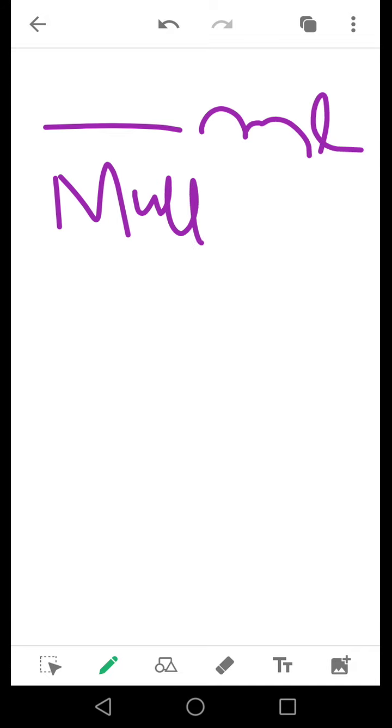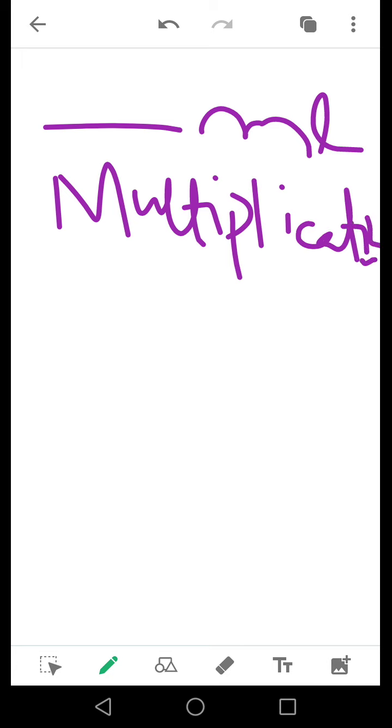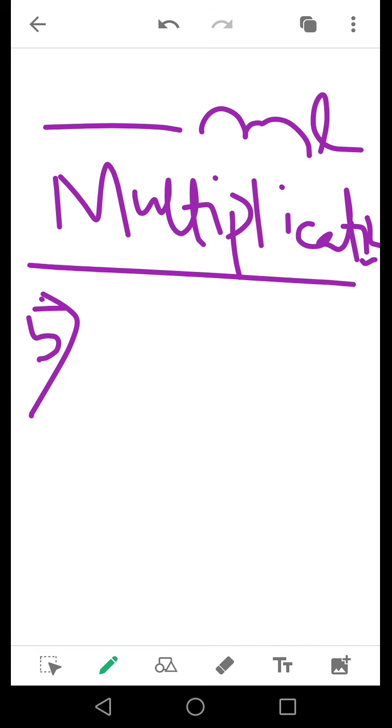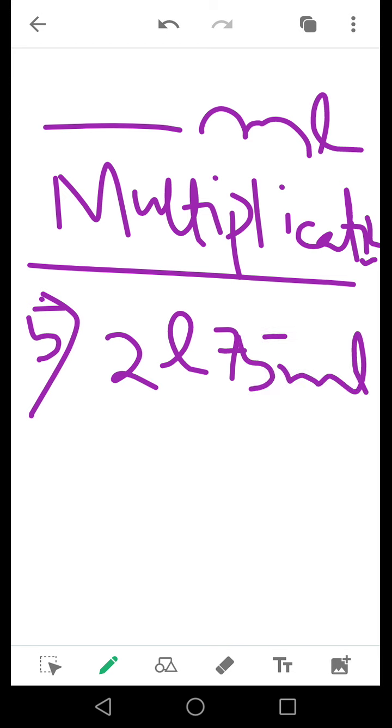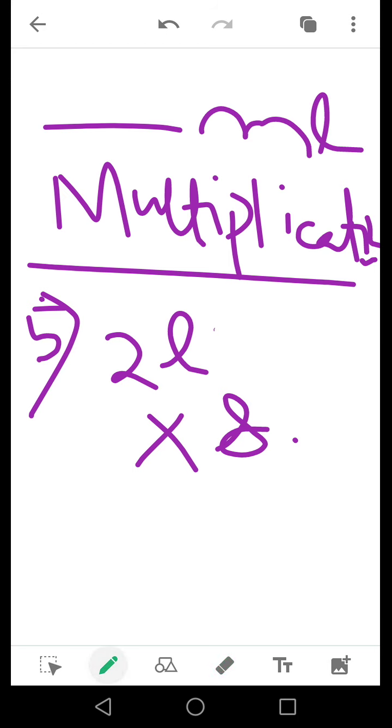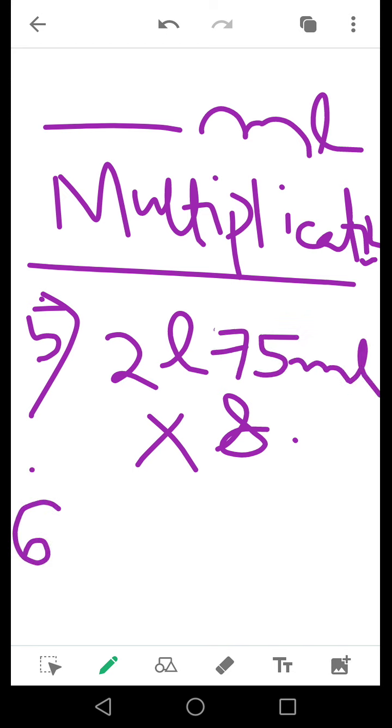multiplication. 2 liter 75 ml by 8. Number 6.